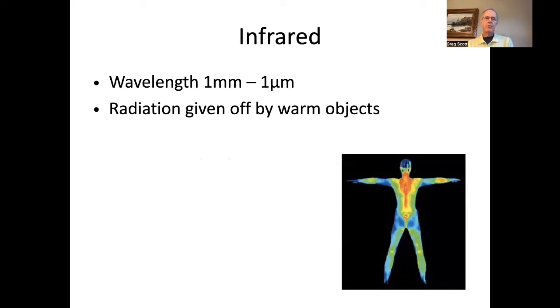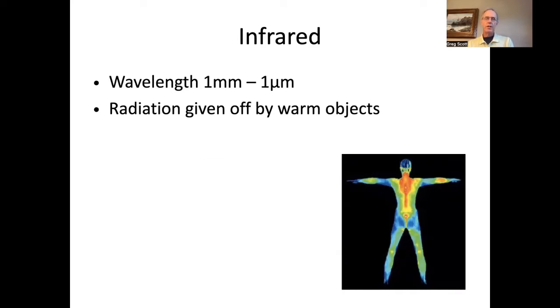Next, we have the infrared radiation. That covers anything from 1 millimeter down to 1 micron, 1,000th of a meter, about the size of a bacteria. This is radiation given off by warm objects. You see a picture of a human body. You see hot and cold spots on it taken with an infrared camera.